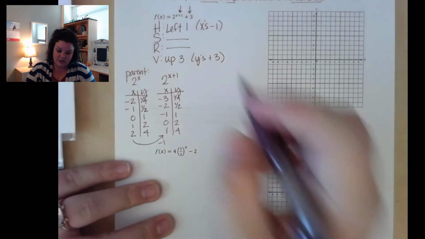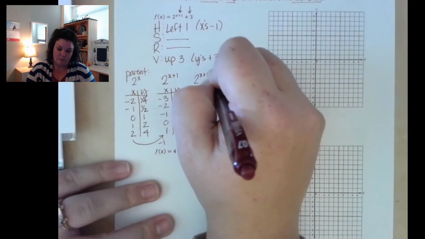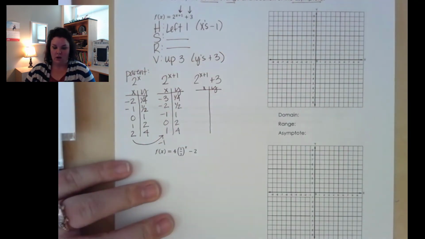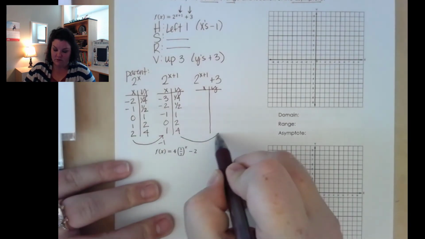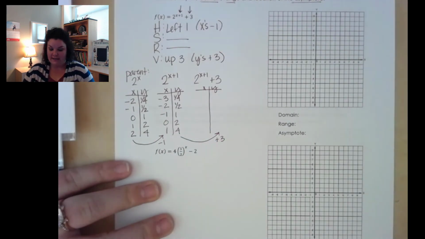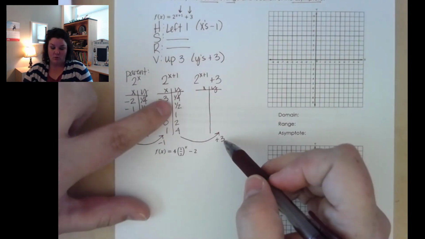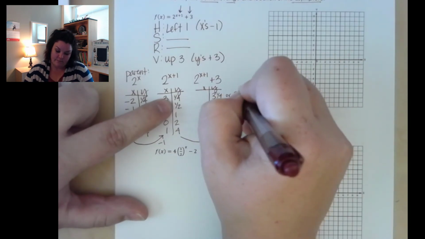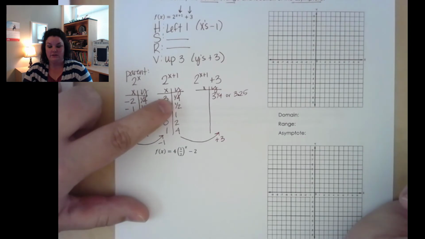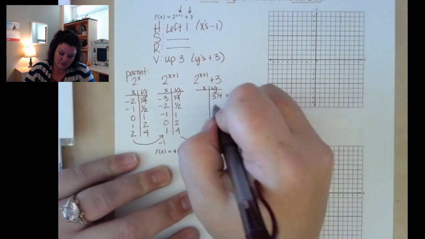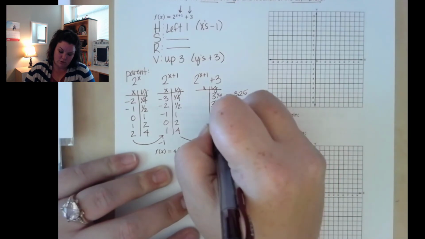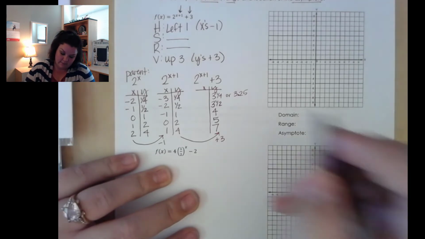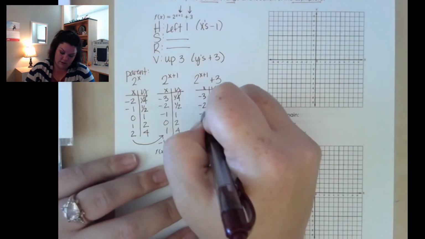And then I want to do my vertical shift. 2 to the x plus 1, now +3. And when I do my vertical shift, all I have to do is take my y's from the previous table and add 3 to them. So again, in your calculator, 3 plus 1/4, you can write this as 3 1/4 or 3.25. Whether you prefer fractions or decimals doesn't matter to me. 3 plus 1/2 is 3 1/2. 3 plus 1 is 4. 3 plus 2 is 5, and 3 plus 4 is 7. Our x's stay the same. -3, -2, -1, 0, 1.